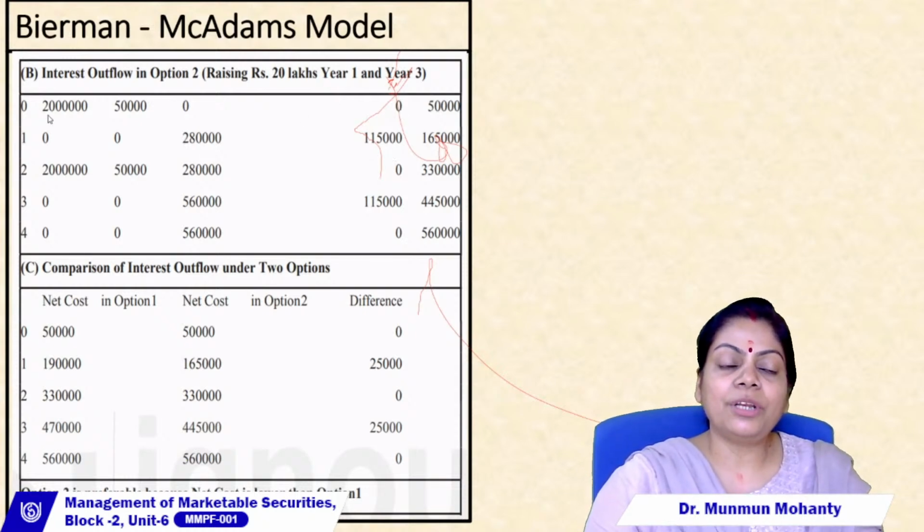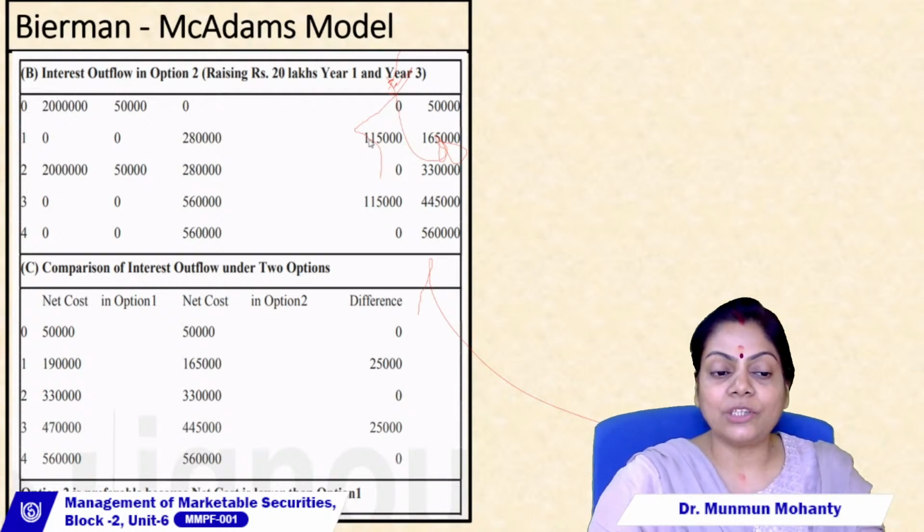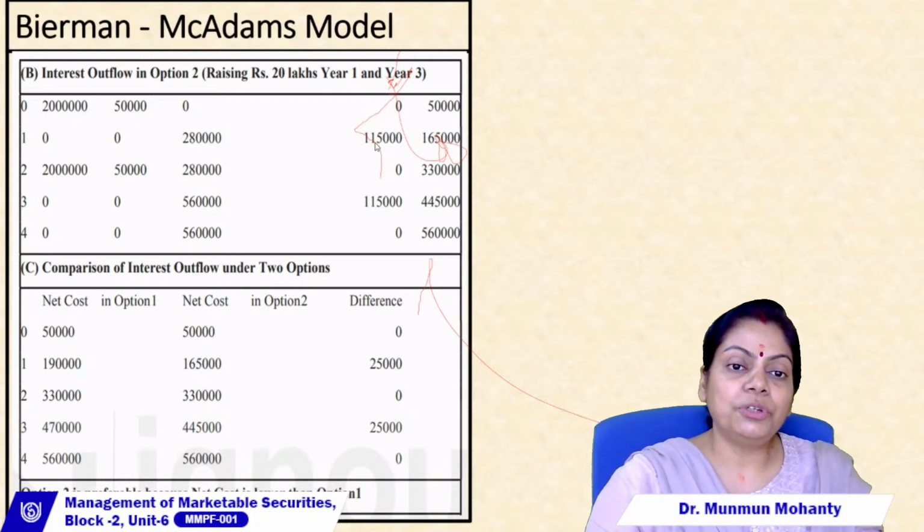So what I am doing is I am raising 20 lakh here, and I am using 10 lakh in the first year. The remaining 10 lakh I'll be using in year 2. So instead of keeping it idle, I invest that 10 lakh rupees for 1 year. I am assuming that the interest rate available to me in the market is 11.5%, which means I invest 10 lakh for 1 year and get an income of 1,15,000.